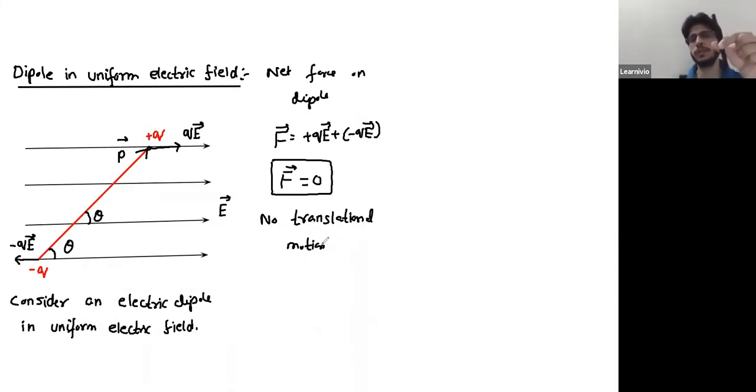There's one more possibility. Due to these two forces, there's a possibility that this dipole will rotate. Say a force is acting along positive x-axis and another force is acting in the opposite direction. It can rotate. This dipole can rotate.